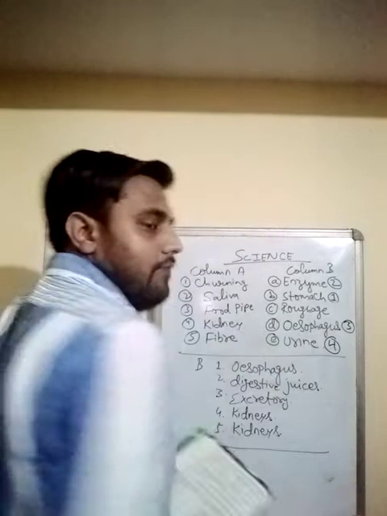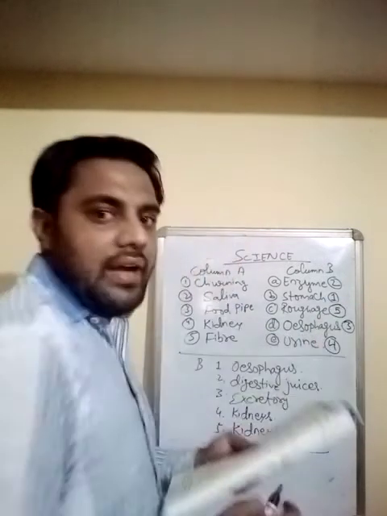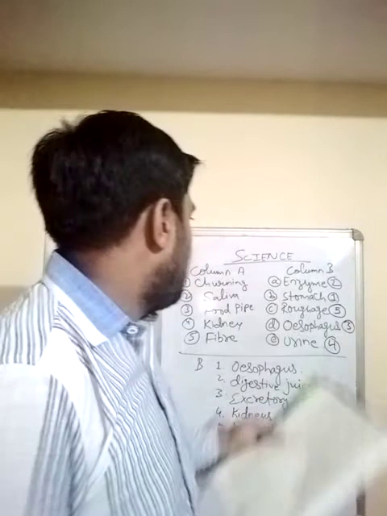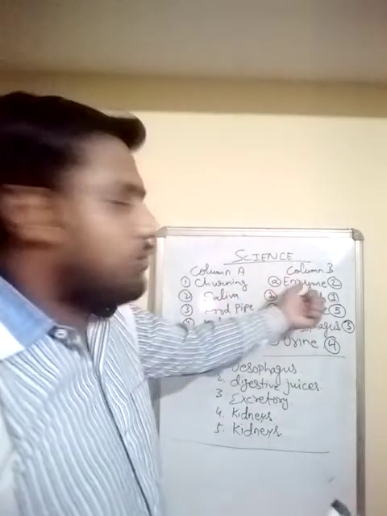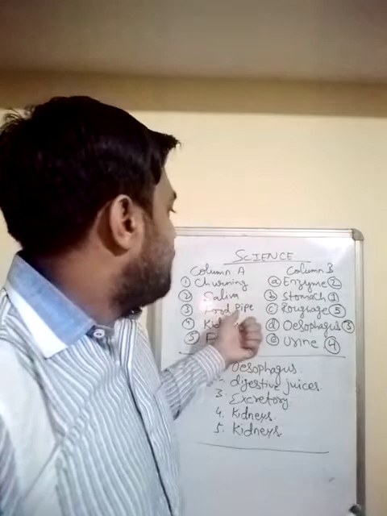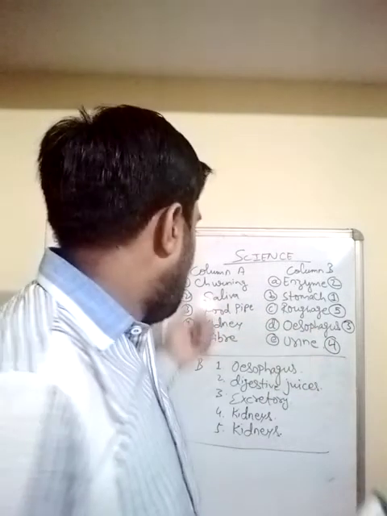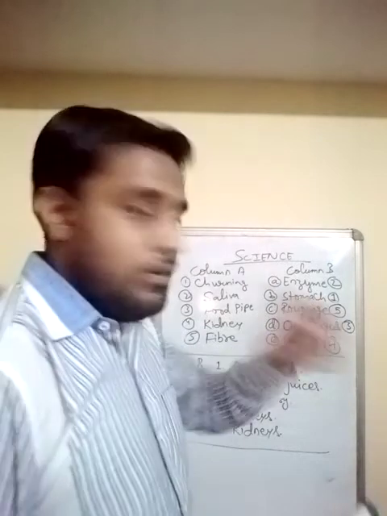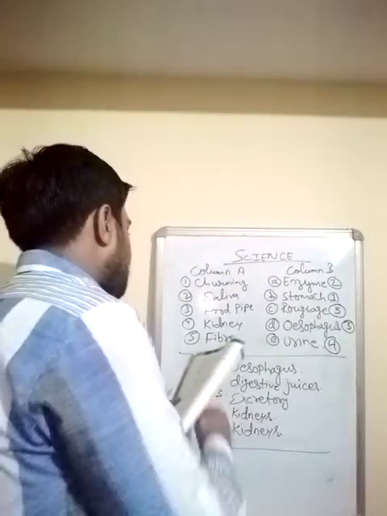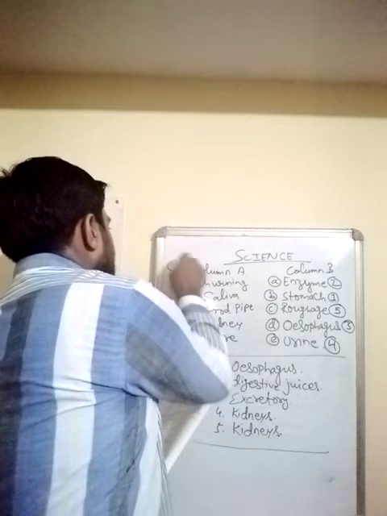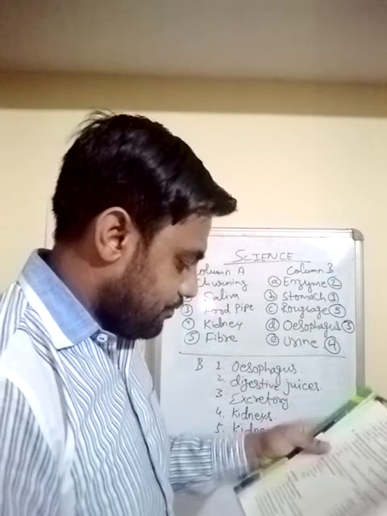And last one, you have fiber. It's the other name for roughage. So that's what your match the following is. Churning matches to stomach. Saliva matches to enzyme. Food pipe matches to esophagus. Kidney matches to urine. And fiber matches to roughage. Okay, dear children. So this is your exercise C. Match the following.